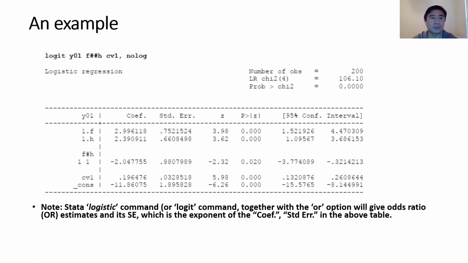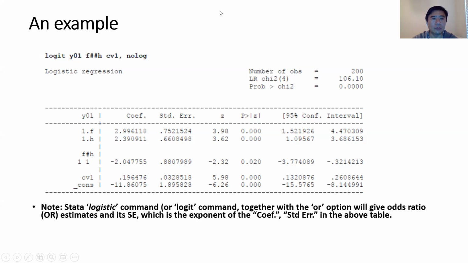And here's the Stata output. So this is basically the Stata command. I'm not going to introduce the data, but I can just quickly tell you. We run a logistic regression model using Y01, which is the stroke event, as the outcome. And everything after the first one will be the predictor variables or independent variables. So F double hashtag with H will include the main effect of hypertension, the main effect of female gender, as well as the interaction between hypertension and female gender. That's the way we use the double hashtag. And here we also adjust for another covariate we call CV1, which is the cardiovascular assay from your blood draw.